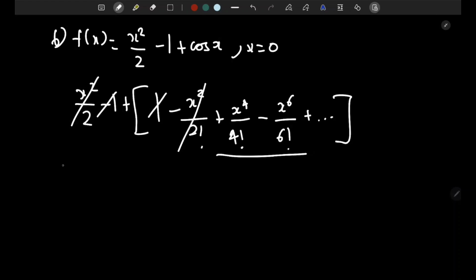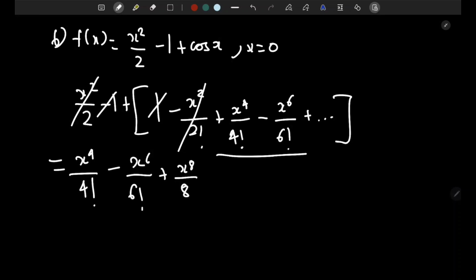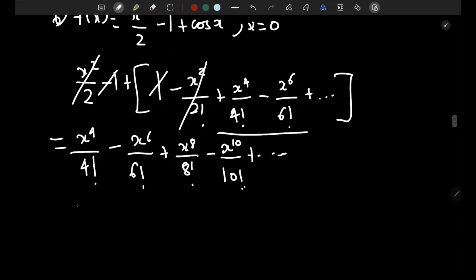So now let's write the final thing. It's going to be x to the power of 4 over 4 factorial minus x to the power of 6 over 6 factorial plus x to the power of 8 over 8 factorial. I'm just expanding it so that we can see the pattern, x to the power of 10 over 10 factorial, and so on until infinity. So now we need to write a series which shows this pattern.